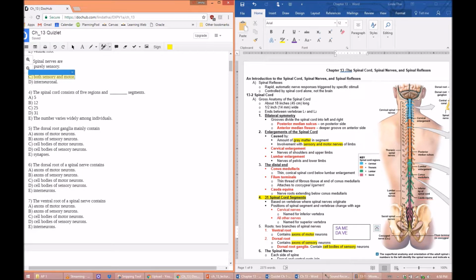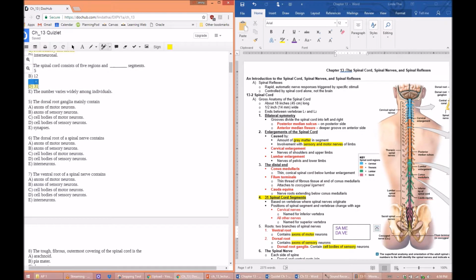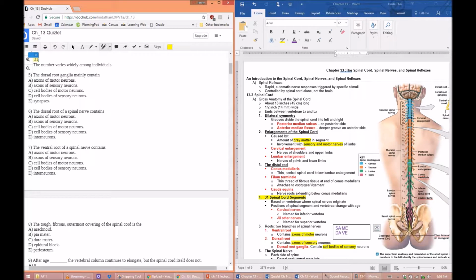The spinal cord consists of 5 regions and blank segments. It's going to have 31 segments. The 5 regions are cervical, thoracic, lumbar, sacral, and coccygeal.